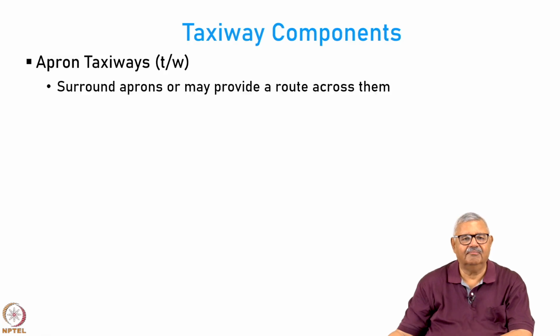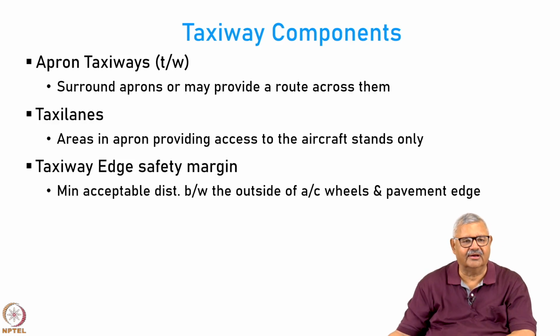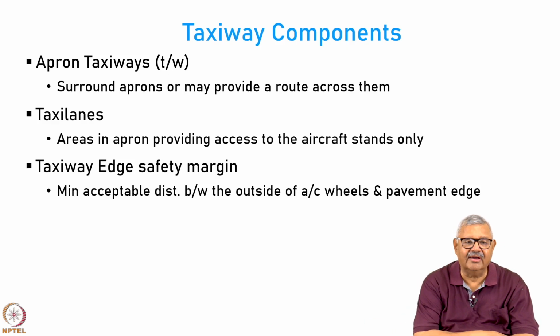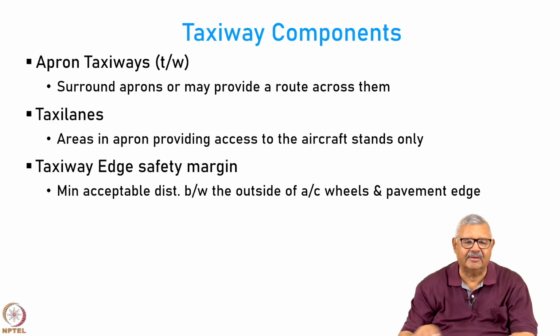Okay. Now, there are many components of taxiway. You could have apron taxiways. These are taxiways that surround the aprons, or they may also provide a route across the aprons. You may have taxi lanes, which are abbreviated as TL. These are areas in the apron providing access to only the aircraft stands. So, here the access is only to the aircraft stands. Then you have taxiway edge safety margin, just like you have the RESA, minimum acceptable distance between the outside of the aircraft wheels and the pavement edge, as I showed you in the previous slide.